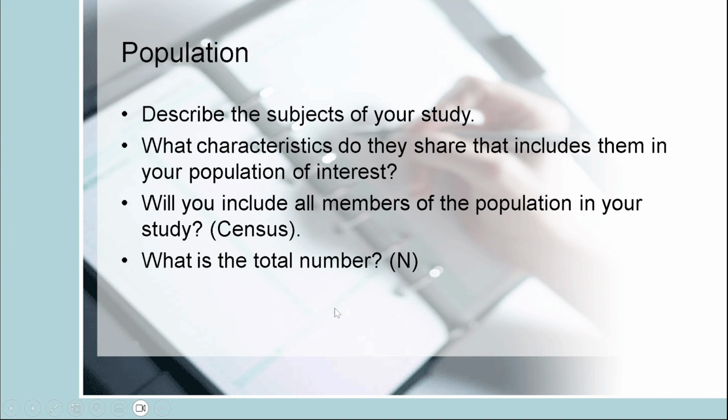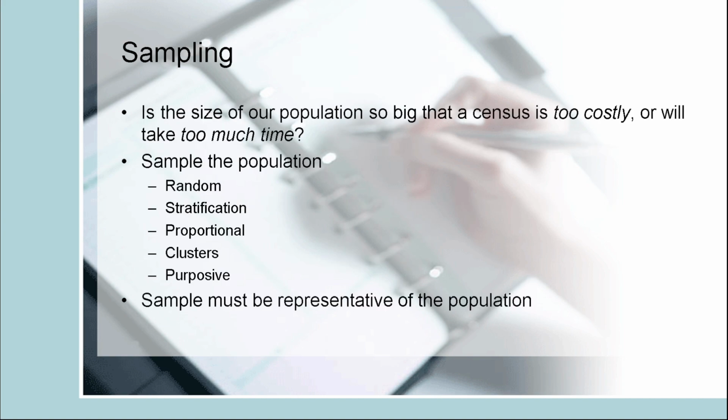And then what is the total number of your N? Your N describes the population. There is also a formula for the computation of the population, and for the calculation of the sample size, there's also a formula for that. Is the size of your population so big that a census is too costly, or will it take too much time? To sample the population, that can be random, stratified, proportional, cluster, or purposive.